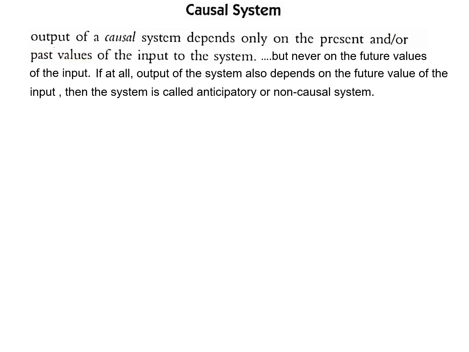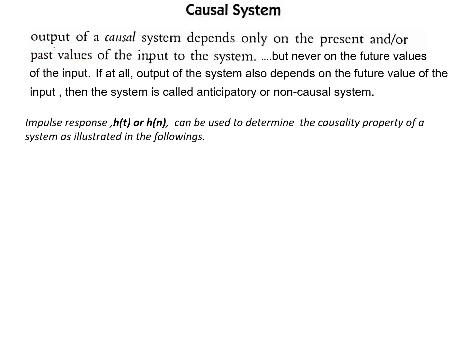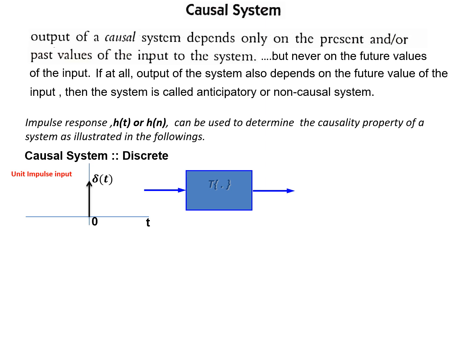Now, given the impulse response, how to identify whether the system is causal or not? That is, whether it is a discrete time system or a continuous time system, depending on h of t or h of n, how to determine the causality property of the system. Again, let us use illustrations as we did for the memory property to understand the identification of causality from the given impulse response. First let us discuss the discrete causal system. I am going to apply the impulse, get the impulse response, and looking at the impulse response, I will tell whether the system is causal or not.